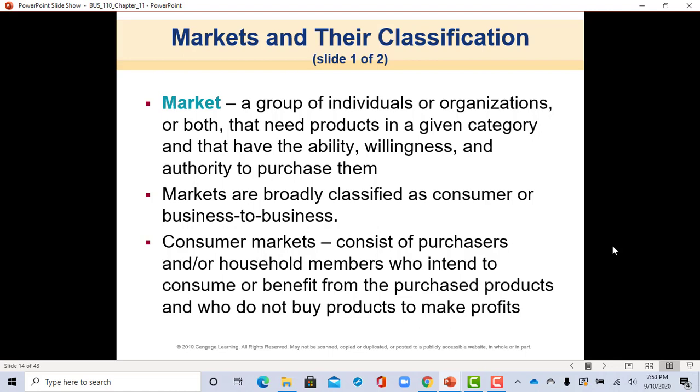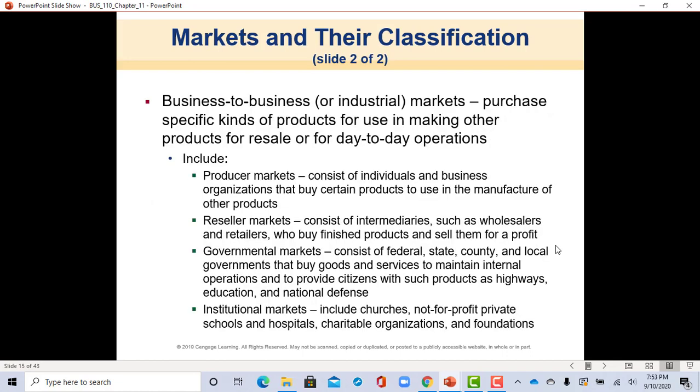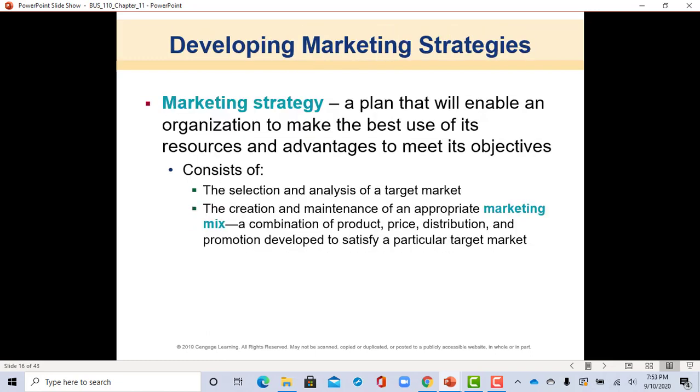Marketers should understand the difference between consumer markets and business-to-business markets. Consumer markets sell to us, while B2B or business-to-business markets sell to other businesses. Some companies sell to both markets. The marketing strategy always includes the target market and the marketing mix.